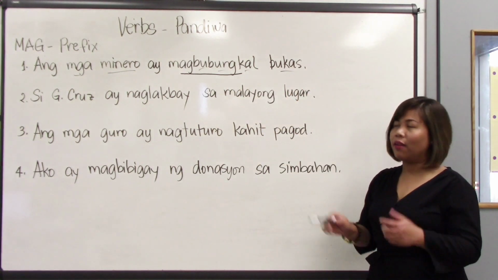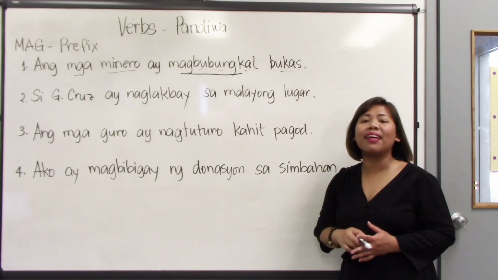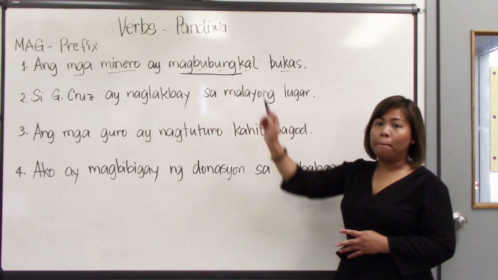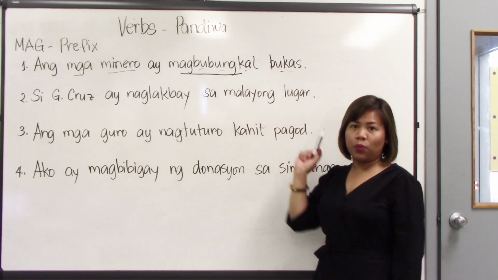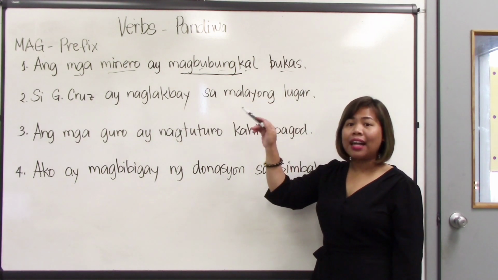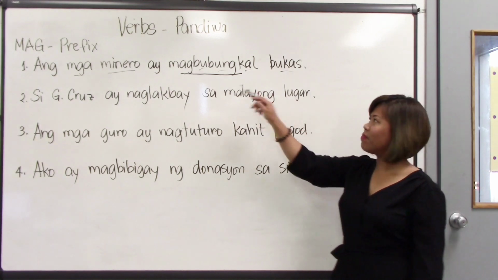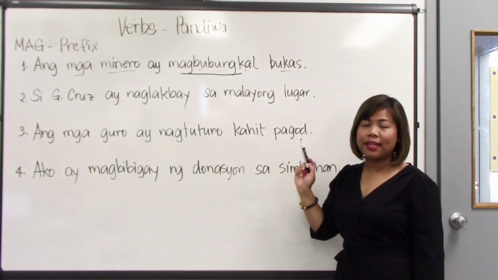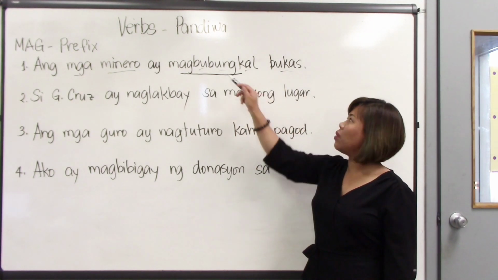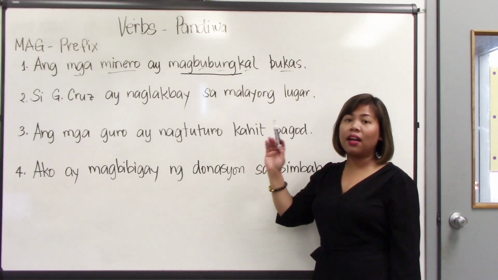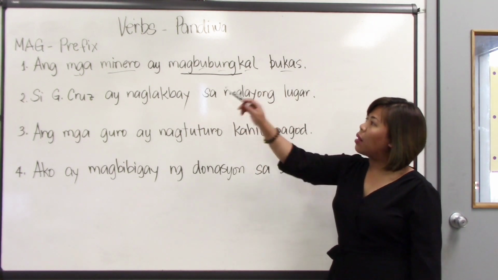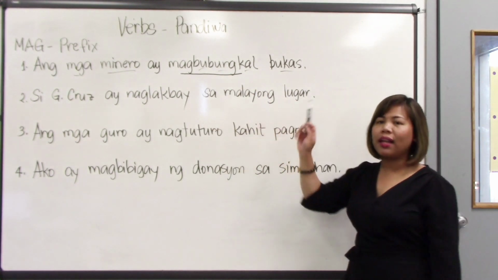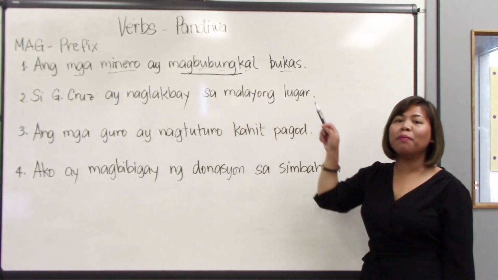Magbubungkal means to dig. It's in the future tense. How do you form the present tense of the verb bungkal? So, magbubungkal future, present will be nag, right? Nagbubungkal. Future magbubungkal, present nagbubungkal. How about the past? Nag still, but we don't repeat the first syllable, so it'll become nagbungkal. So the miners, ang mga minero ay magbubungkal, ang mga minero ay nagbubungkal, ang mga minero ay nagbungkal.